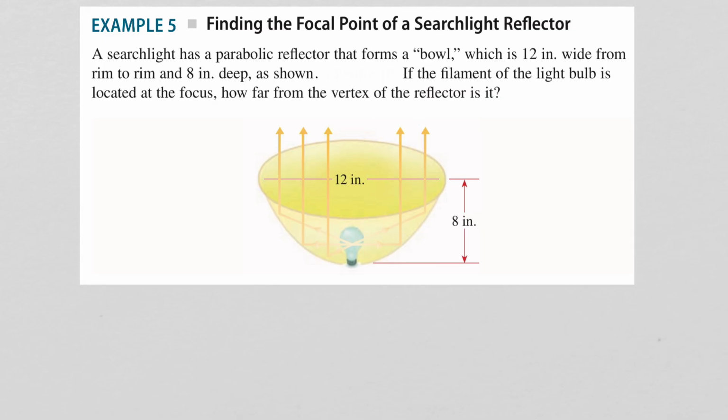So in this case, we have a searchlight that has a parabolic reflector so that it forms this sort of bowl shape. It's 12 inches wide from rim to rim, so 12 inches across, and it's 8 inches deep, so 8 inches from top to bottom here. If the filament of the light bulb is located at the focus, how far from the vertex of the reflector is it? So in other words, if the filament in the light bulb is at the focus, how far is it from here to here?